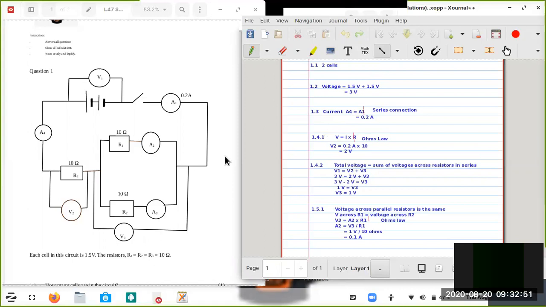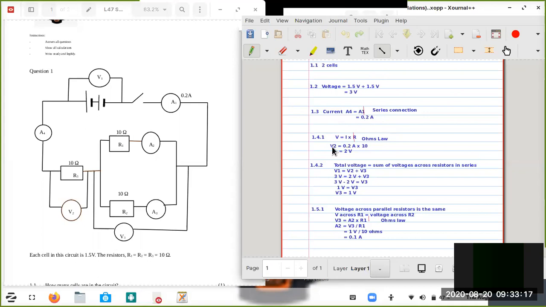Right, then there is a red line. Whatever is written after the red line is the reason. So we are saying the current that is measured by A4 is equal to the current that is measured by ammeter number 1. The reason being that the ammeters are in series, right? So there is a series connection.